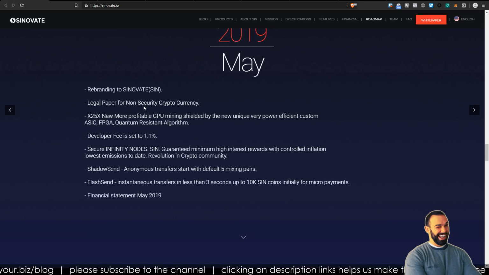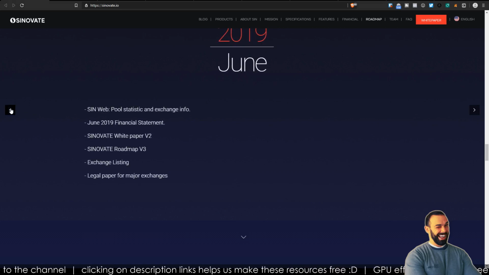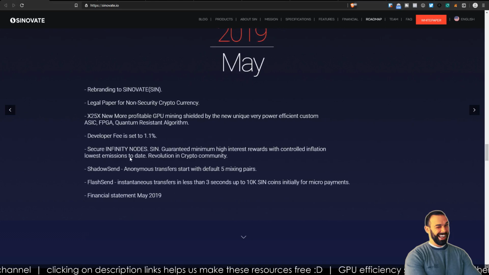In May, they rebranded to SINOVATE, did the legal paper for a non-security crypto, so they are legal in so many territories around the world. Developer fee was finally set. They secured the Infinity nodes, ShadowSend, FlashSend, and then the financial statement. There was a lot done in May.